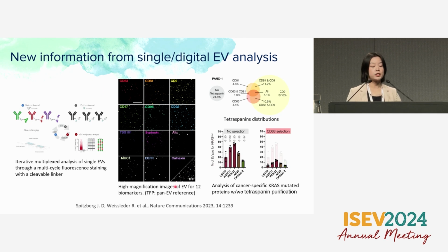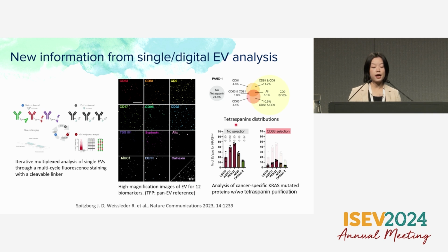And next I want to share what kind of new information we can obtain from this single or digital EV analysis, which cannot be achieved with a conventional assay. The first example is again from Professor Weisleder's group, which used imaging-based single EV analysis to assess as many as 12 biomarkers from single EVs. This multiplexing analysis is achieved through multi-cycle fluorescence staining with a cleavable linkage.